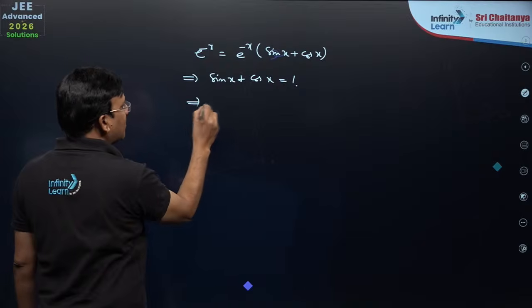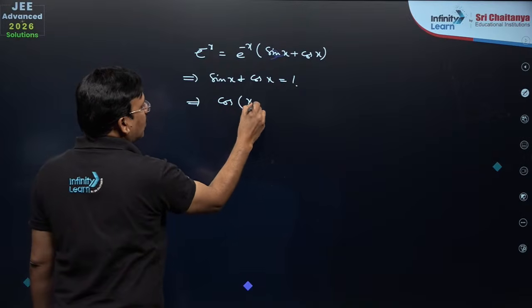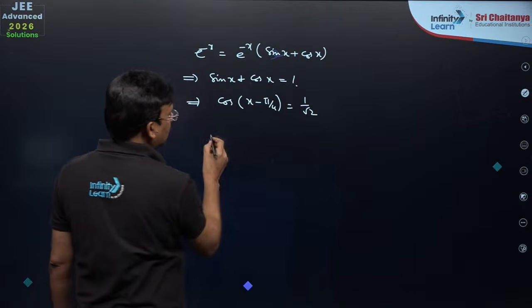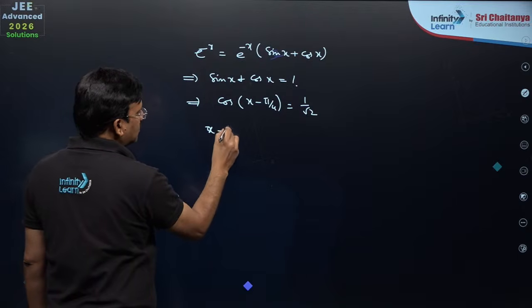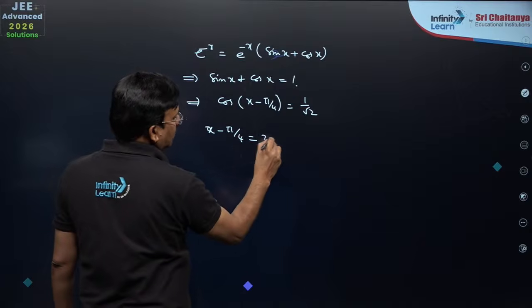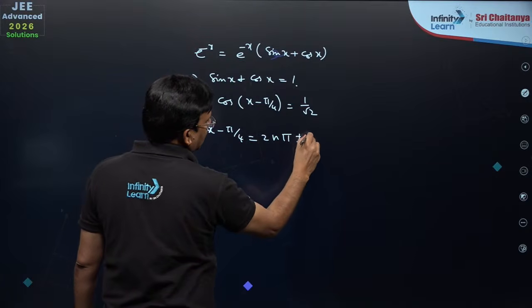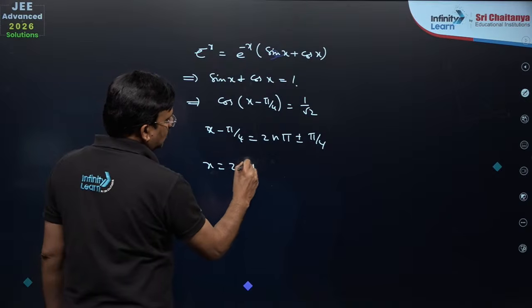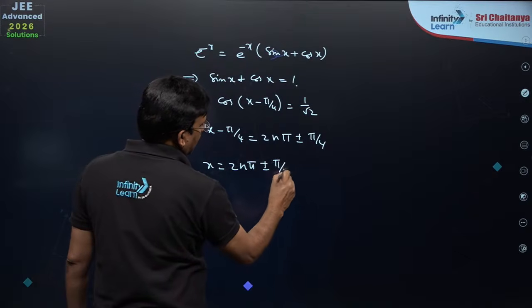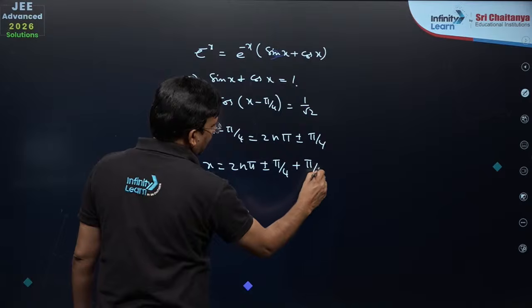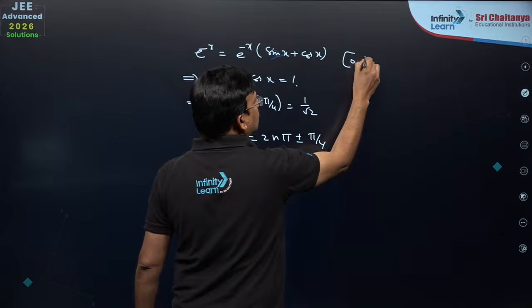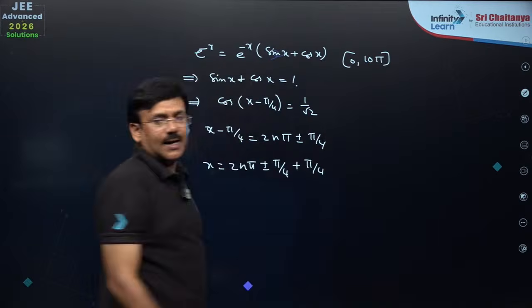So you just multiply with 1 by root 2, cos of x minus pi by 4, this is going to be 1 by root 2. You try to write the general solution, x minus pi by 4 is 2n pi plus or minus pi by 4. So you can get x is equal to 2n pi plus or minus pi by 4 plus pi by 4, n belongs to z. But we are thinking in the interval closed 0 to 10 pi, closed interval, correct?